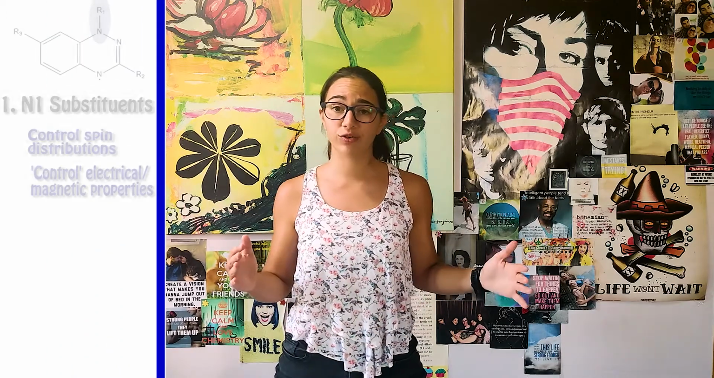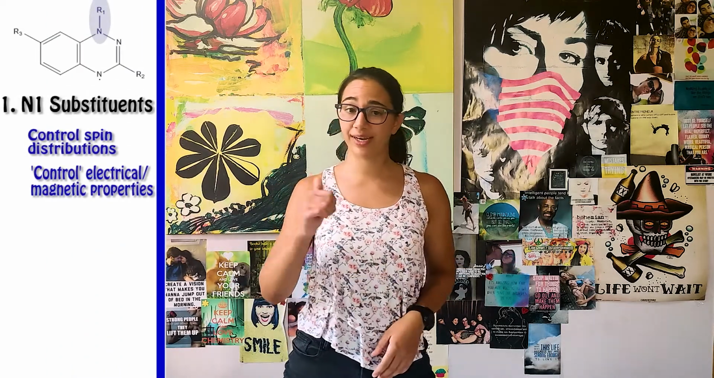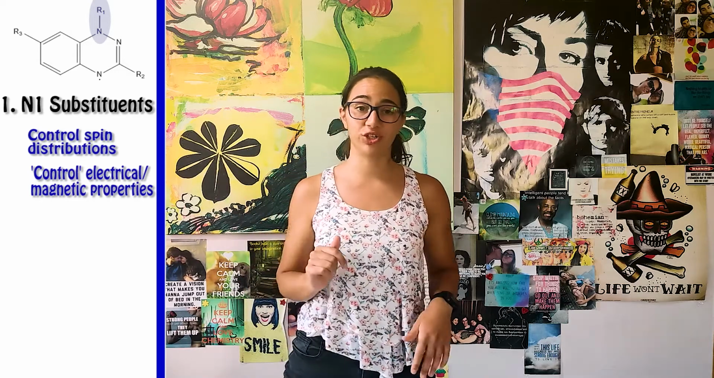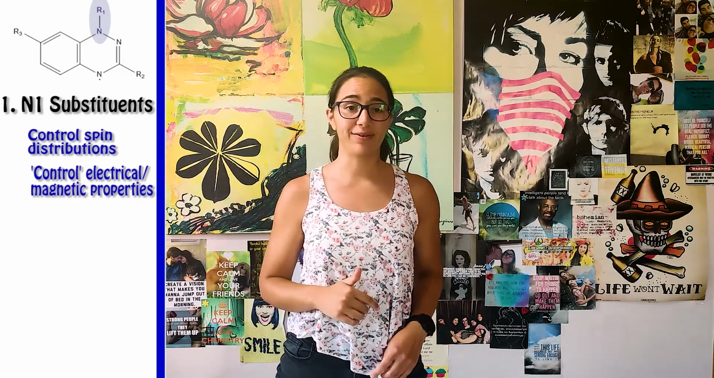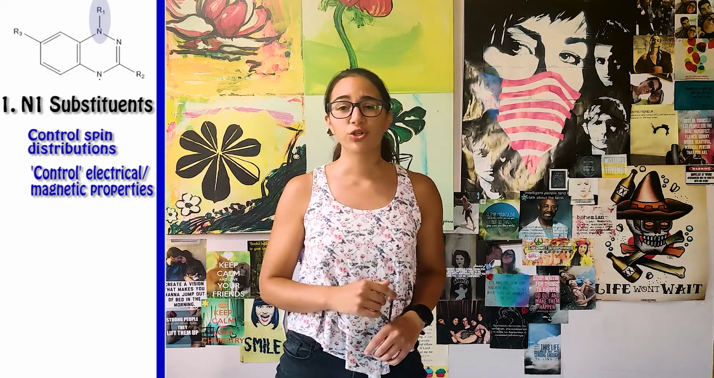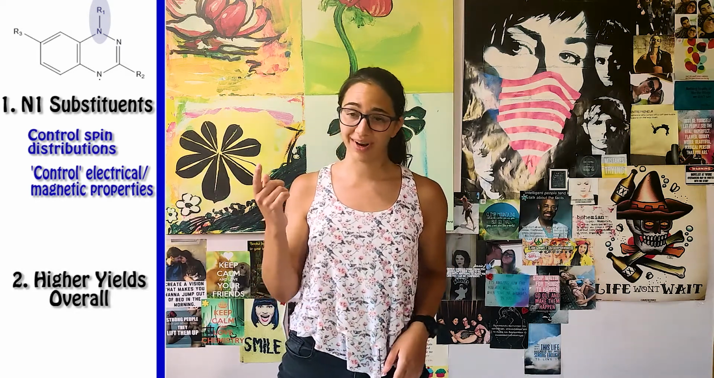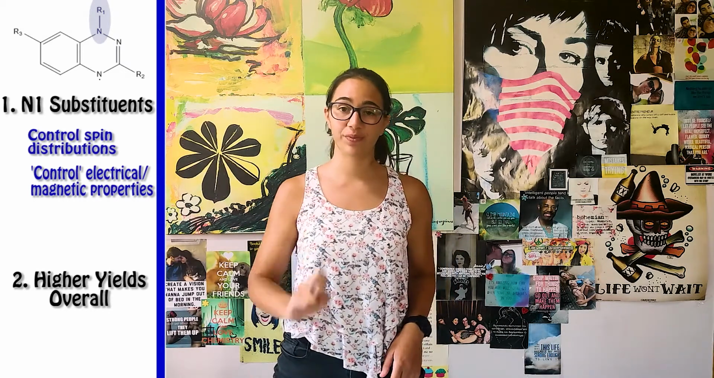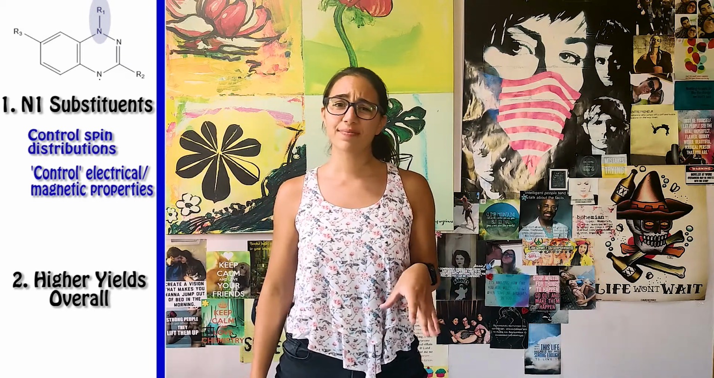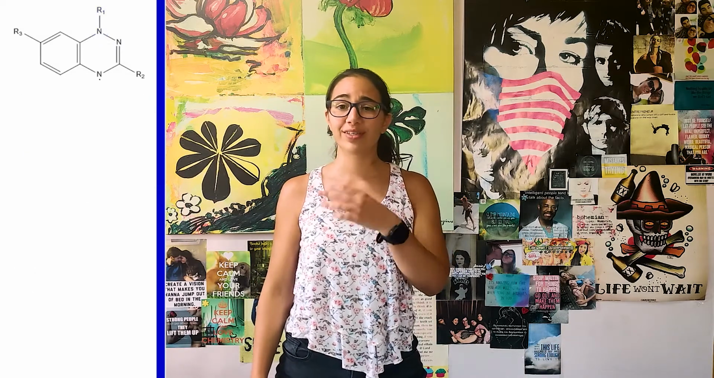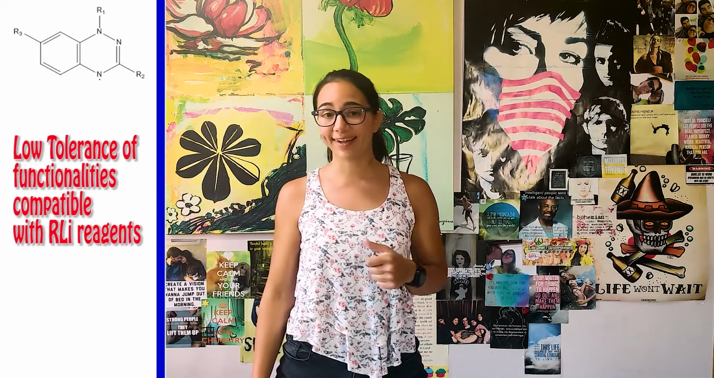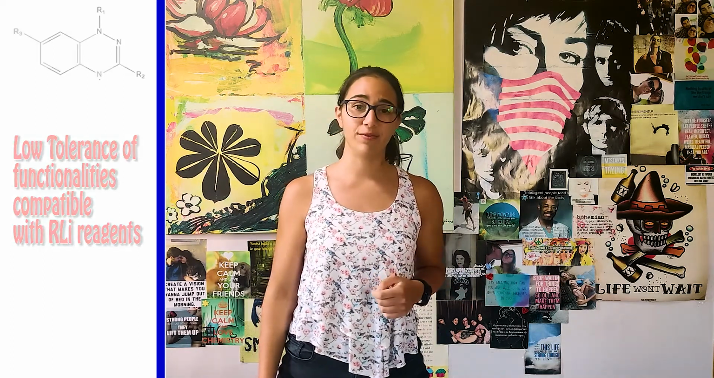The importance of N1 substitutions is that we can effectively control the spin distribution and therefore electronic and intermolecular spin exchange interactions of the Blatter radicals. These additional choices for N1 substitutions are accompanied by higher yields of the reactions compared to schemes 1 and 2. Unfortunately, although scheme 3 has opened the door to various new substituents at N1, these are limited by low tolerance to functionalities that are compatible with alkyl or aryl lithium reagents.